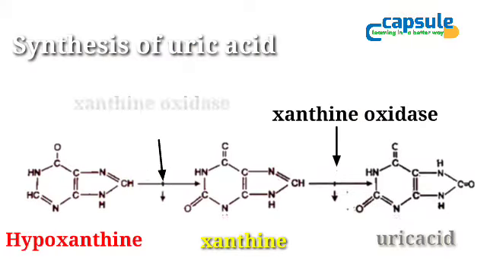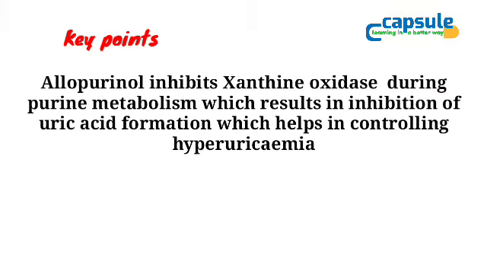Thus, by this time you can understand that allopurinol will inhibit xanthine oxidase in purine metabolism, resulting in reducing the levels of uric acid, thereby controlling hyperuricemia. And this is the important function of allopurinol in long-term treatment of gout.